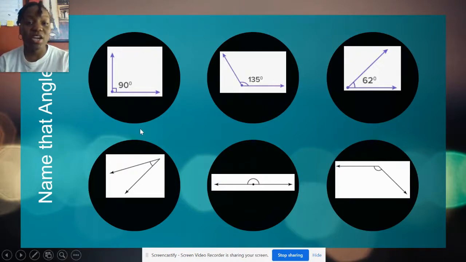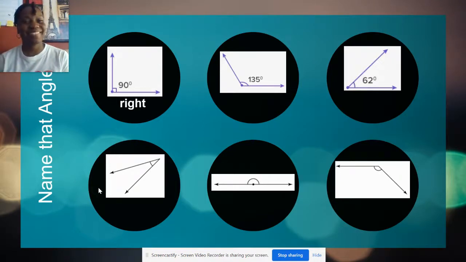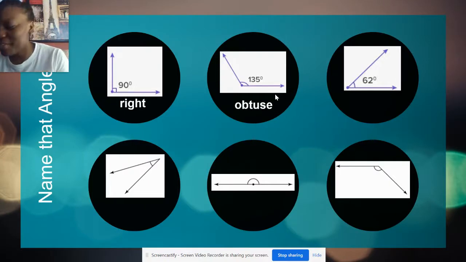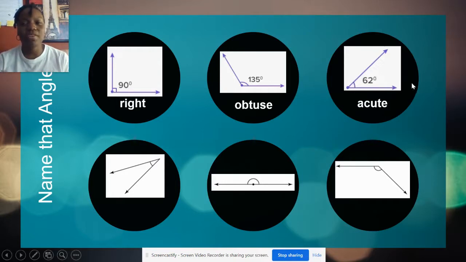Our first angle. It's a right angle. If you got that right, give yourselves a round of applause. All right, let's go to our second one. This one right here. Obtuse. If you got that right, give yourselves a round of applause. Good job. All right, our third angle. It's a cute little angle. All right, that one's smaller than 90 degrees. If you got that right, also give yourself a round of applause.